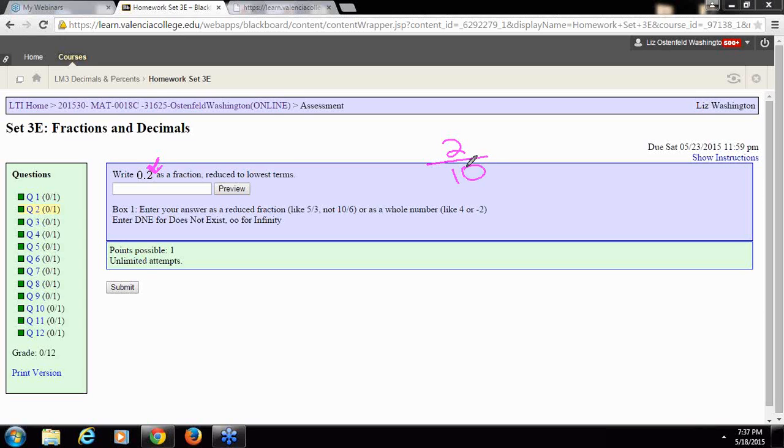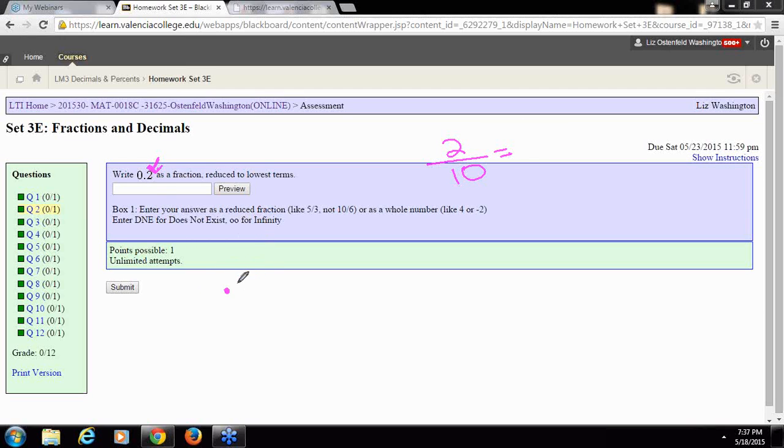Very good. So this time it'd be 2 over 10. And what does this fraction simplify to? Very good, 1/5. All right, let me make up one now.